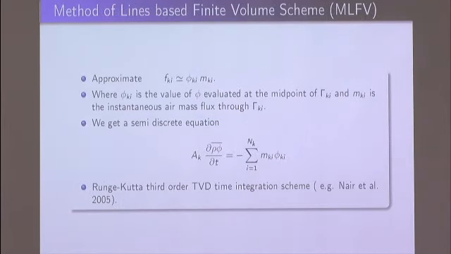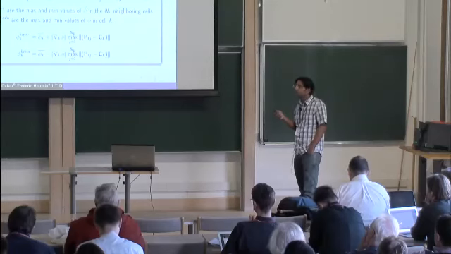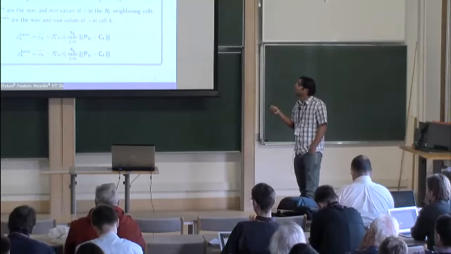And when we substitute this value in our equation, we get this discrete equation, which is semi-discrete, and we then use a Runge-Kutta third order scheme to integrate it forward in time. In general, both these schemes are not positive definite. They produce a lot of negative values and sometimes overshoot. So we are using this slope limiter.